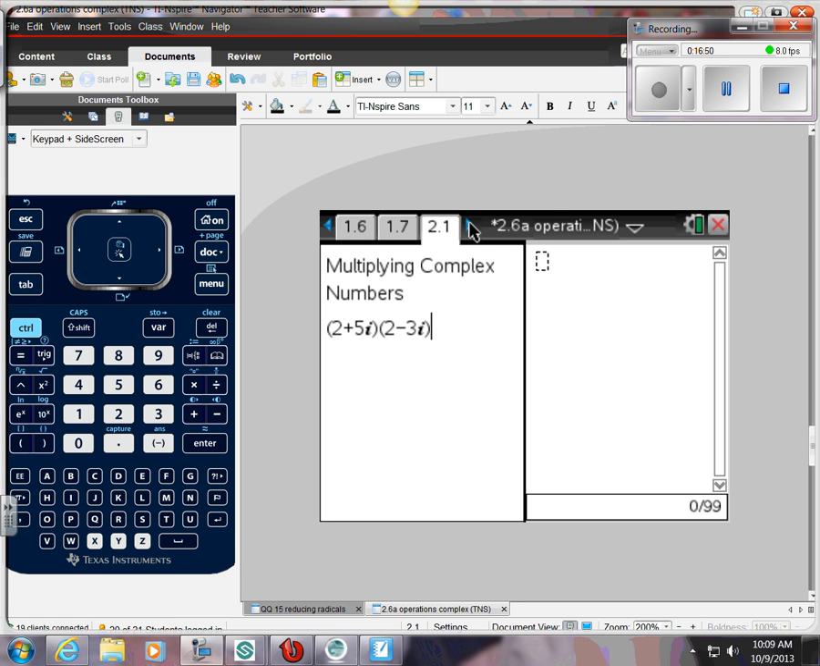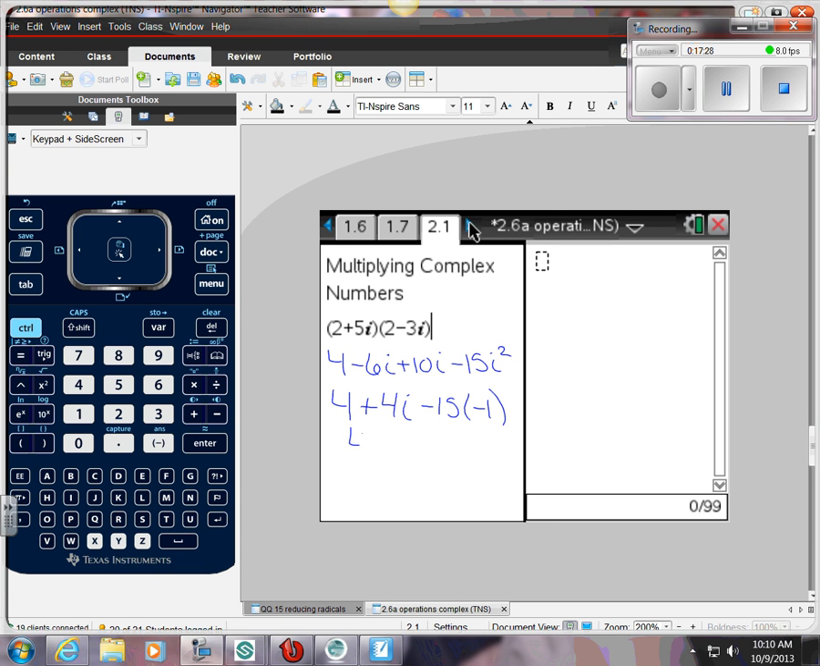Ready? 2 times 2 is 4. 2 times negative 3i? Negative 6i, and then negative 15i squared. Hey, what's i squared equal? Say it again. What's i squared equal? Negative 1. Okay. So 4 plus 4i minus 15 times negative 1. Can't leave the i squared in there. It equals something. It equals negative 1. That's the point of this.